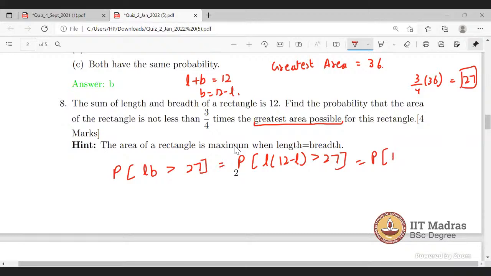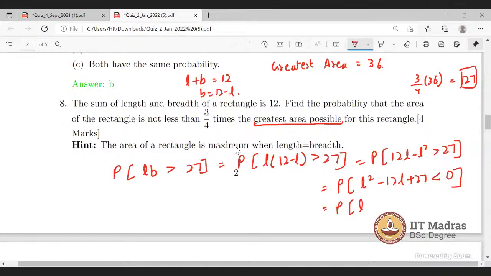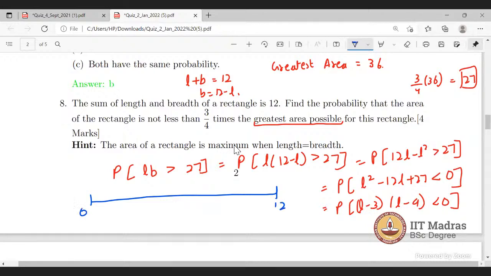Then you have to solve this quadratic inequality. It becomes L squared minus 12L plus 27 less than 0, which is (L minus 3)(L minus 9) less than 0, right? On the number line, the values L can take are between 0 and 12, and its roots are 3 and 9. If L equals 3, it will take value 0. If L equals 9, it will also take value 0.